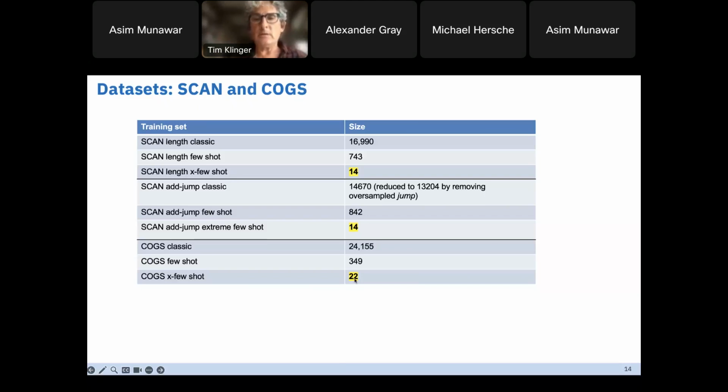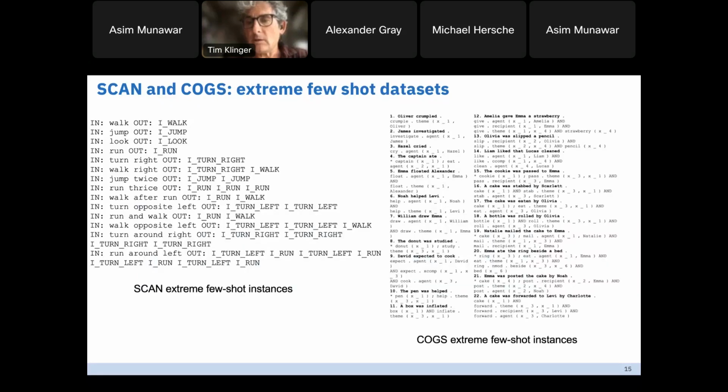And just to give you a sense of what these look like, here are the extreme few shot data sets. You can actually put both of them on one page. It won't be possible to look at these in detail now, but if you want to go back later and look. One thing I'll point out is that these really are hard because, for example, in COGS, the longest sentence here is, I believe, 8 or 9 tokens, and the longest sentence in the generalization set that it has to generalize to is 55. So it's really quite extreme. But these do cover all of the syntactic types in the grammar.